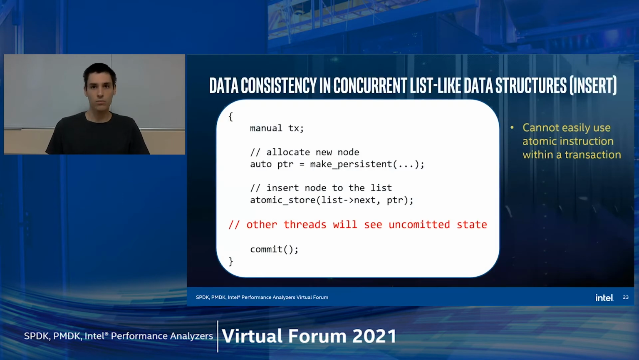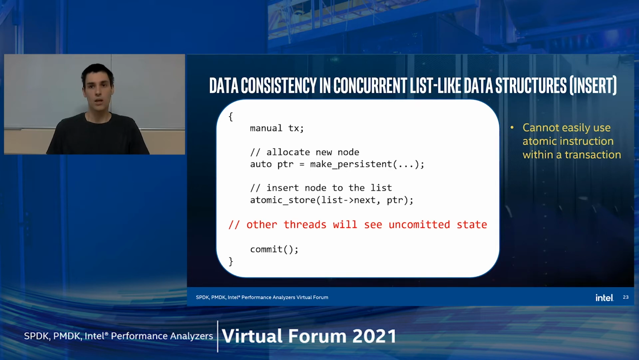As I mentioned before, CSMAP provides lock-free search. This means that we have to use atomic instructions to avoid data races between readers and writers. Let's now take a look at how we might implement the insert operation for CSMAP using libpmemobj-cpp. We might come up with code similar to the one presented on this slide. We use a libpmemobj-cpp transaction to allocate a new node, and then within the same transaction, we insert the node to the list using atomic store. Unfortunately, this code is not correct.